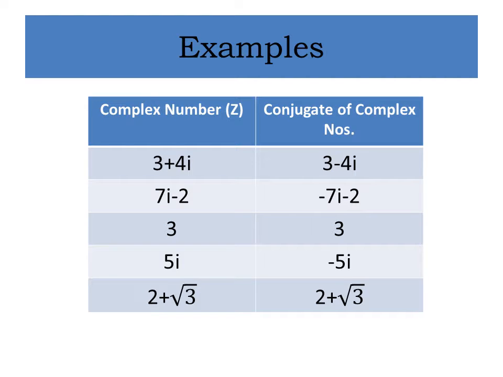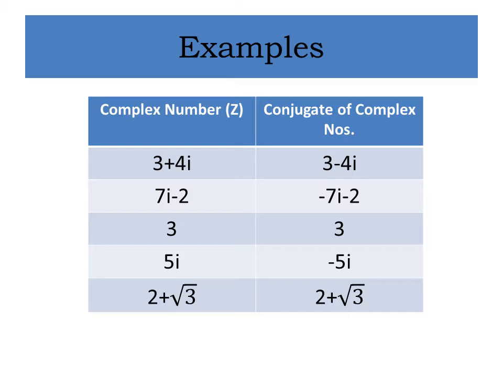Now, examples of the conjugate of complex numbers. Very simple examples. What is the first? That is 3 plus 4i, and the complex conjugate of this complex number is 3 minus 4i. Simply change the sign of the imaginary part of the complex number.